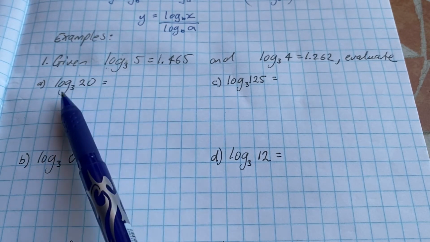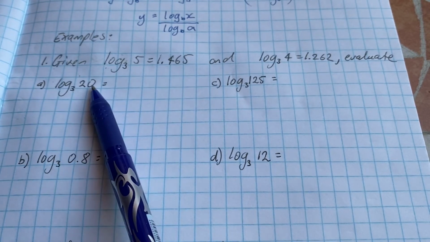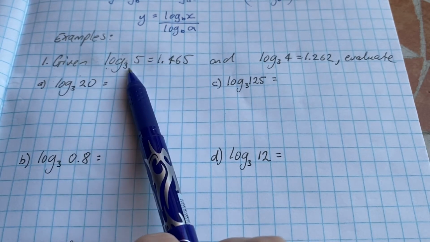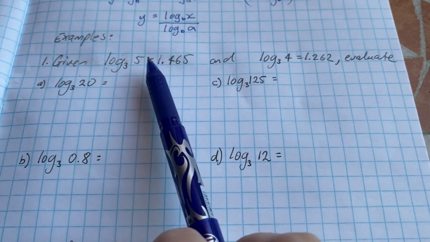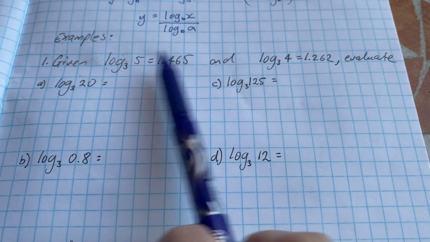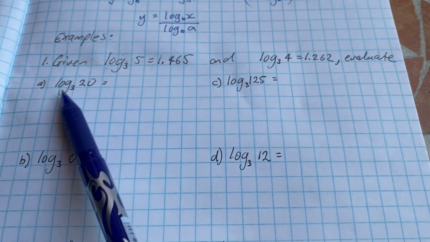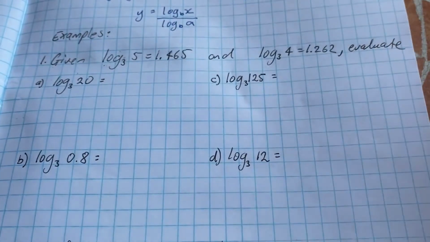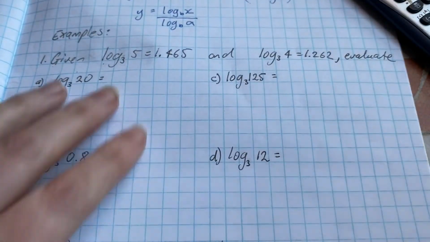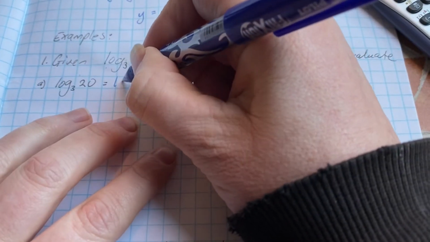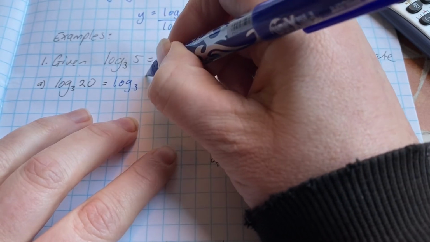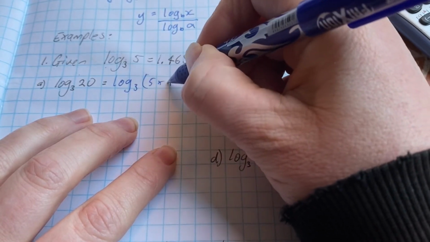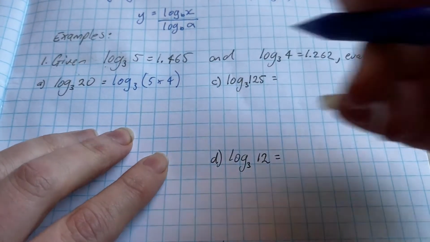So the first one is to find log base 3 of 20. So you need to notice that these bases are the same. You need to notice that you've got 5 and 4 and 20 and think, how can I use 5 and 4 to make 20? And that's pretty easy really, because 20 is the same as 5 times 4. Now you can use your log law.